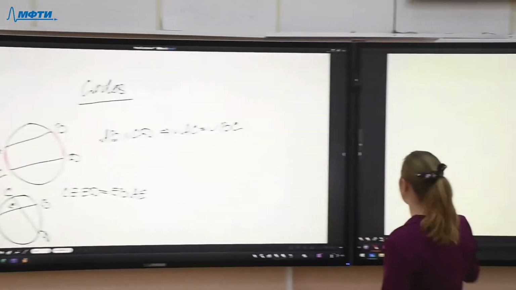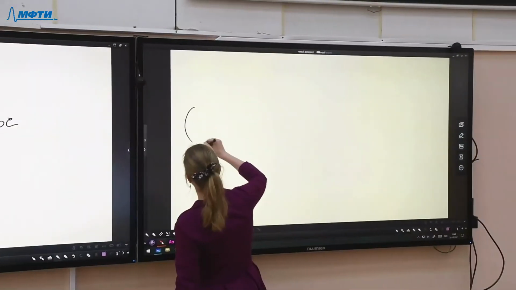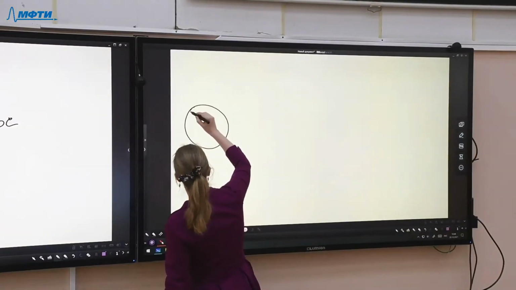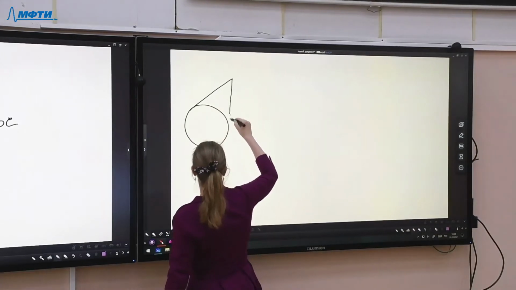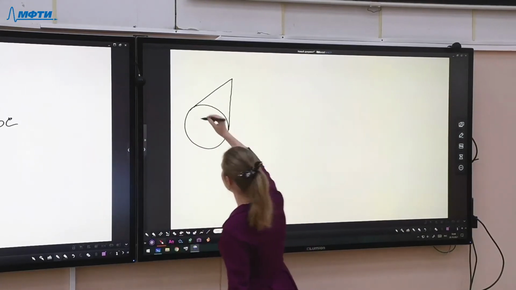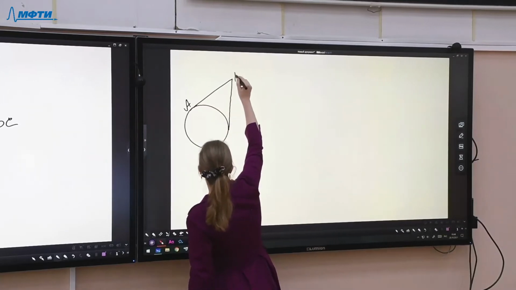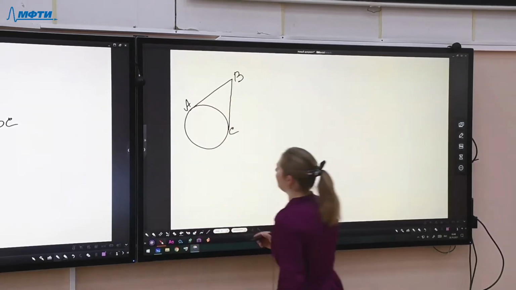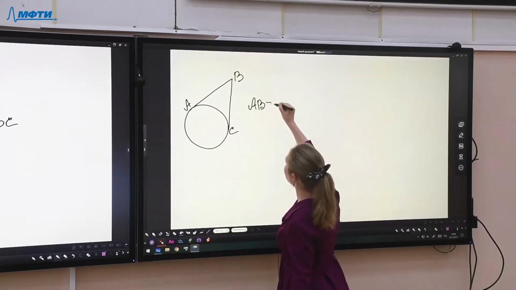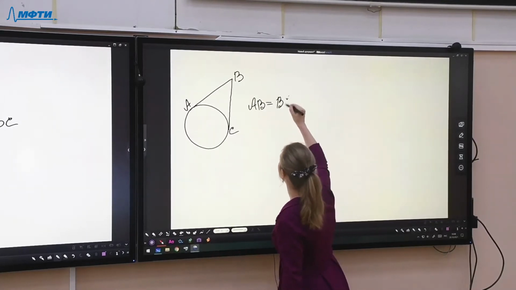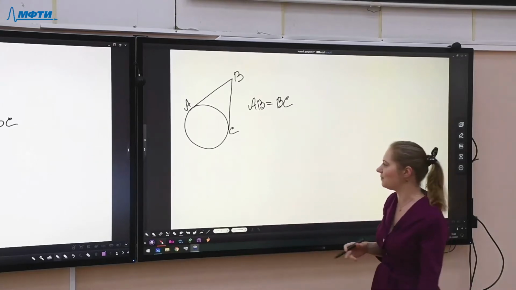Then if we have two tangent lines, and they intersect in a point outside the circle, let it be AB and this is C, we can say that AB is equal to BC. So two equal line segments.